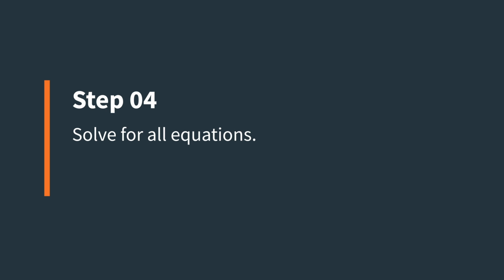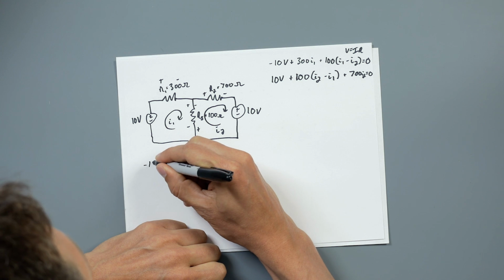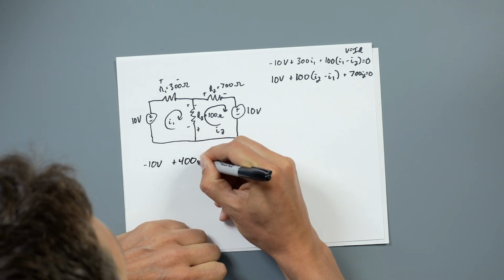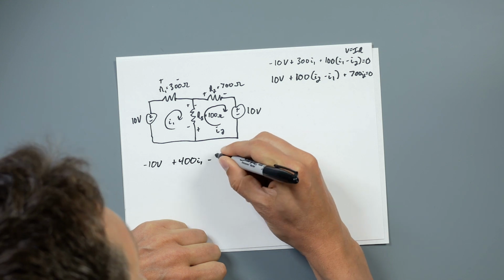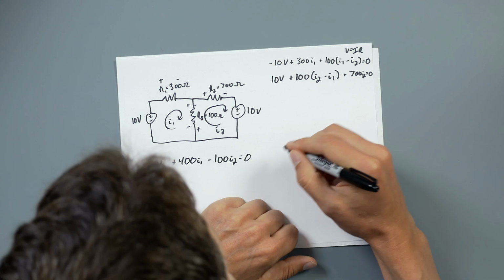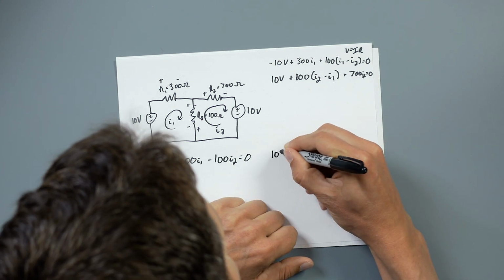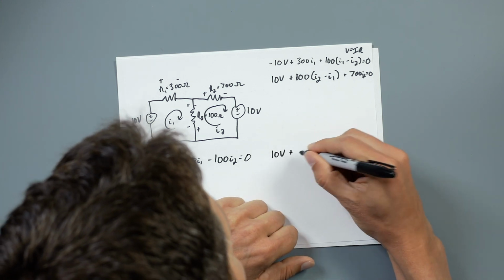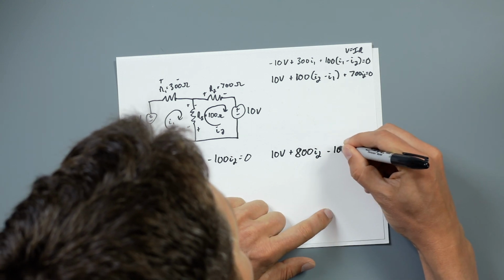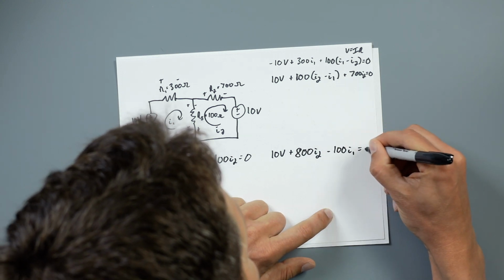Okay, and with that, now we want, for our fourth step, to solve these simultaneous equations and to simplify things. We'll take that first one and we'll just say negative 10 volts plus 400 I1 minus 100 I2 equals 0. And then that second one, we will say that is 10 volts plus 800 I2 minus 100 I1 equals 0.